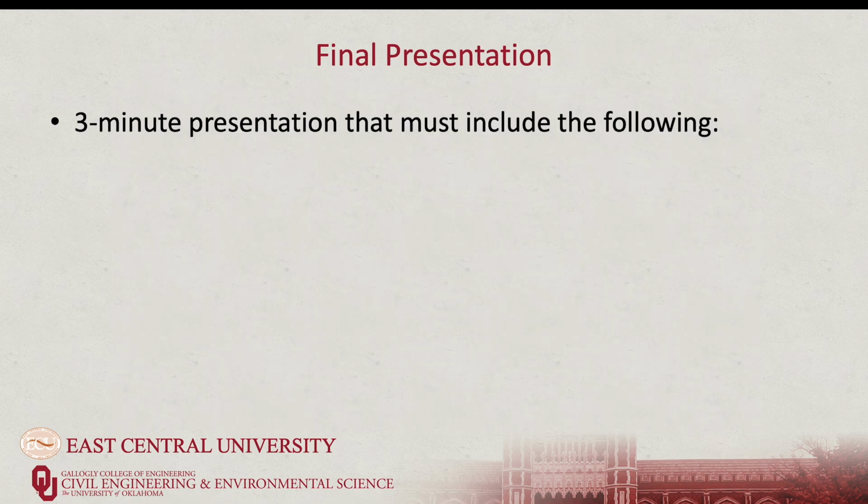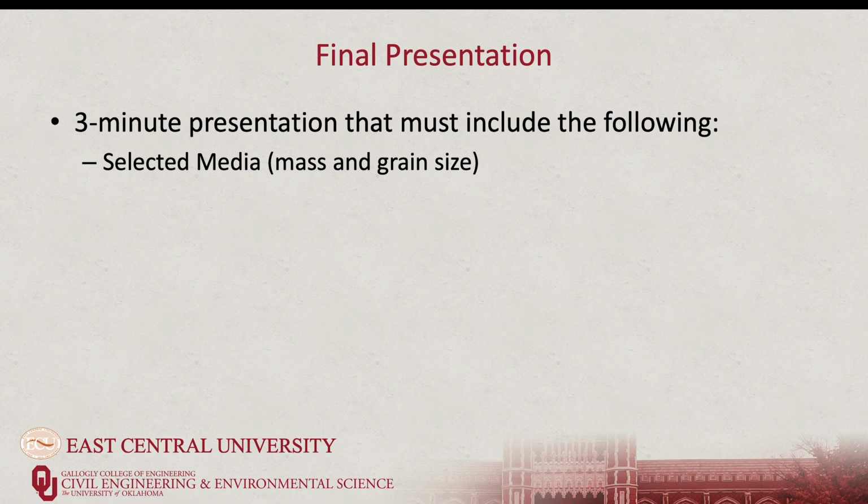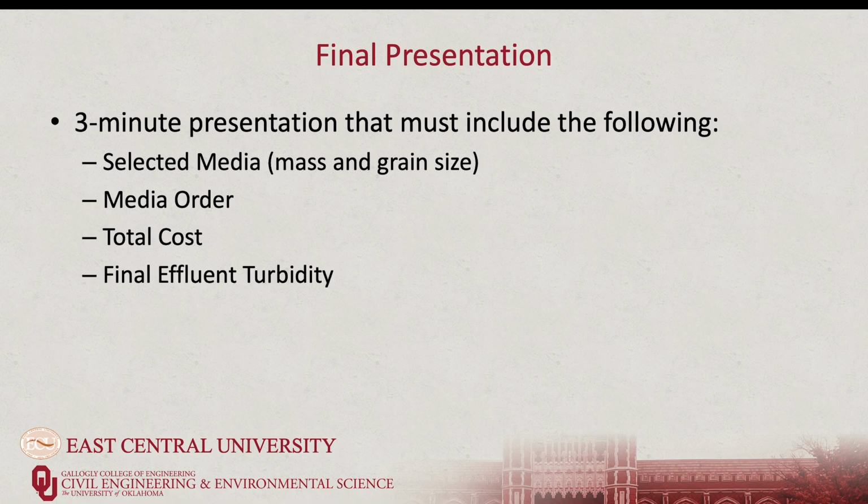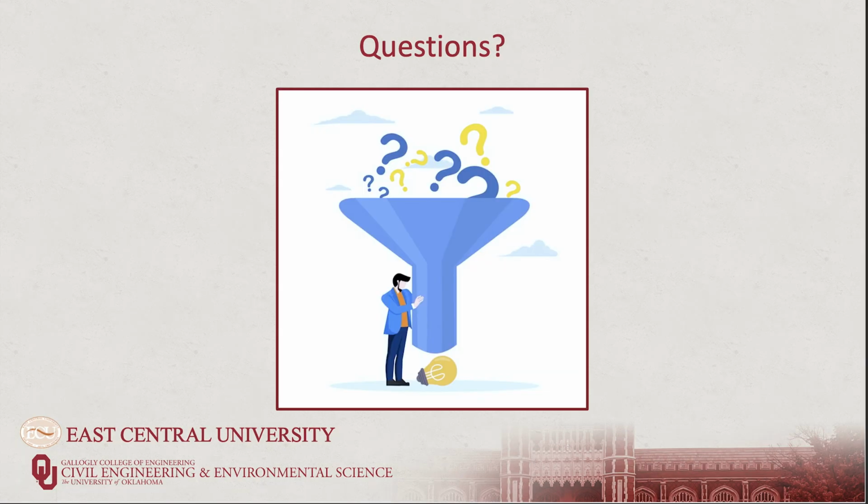Lastly, you all will have to provide a final presentation. These will be 3-minute presentations that must include the following. You must discuss your selected media, meaning the mass and grain size used in your column. You will also discuss why you chose your specific media order. You will also provide the total cost, or the sum of your capital and operation and maintenance costs. And then you will have to discuss your final effluent turbidity. So, good luck to you all on making your filters.